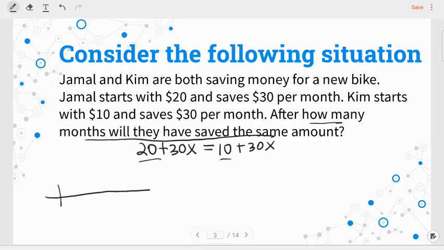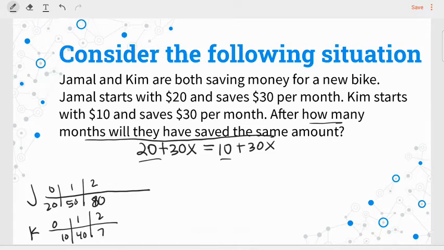So to demonstrate, Jamal starts with 20. By month 1, he has 50. By month 2, he has 70, sorry, 80. Need to learn to add. Kim starts with 10, adds 30, gets 40, adds 30, gets 70. And you can see, no matter what happens, they're going to stay $10 apart, $10 apart, and $10 apart. And if I even continue to 3 months, 110, 100, still $10 apart.